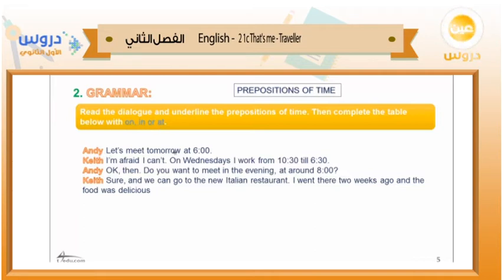Andy: Let's meet tomorrow at 6 o'clock. Keith: I am afraid I can't. On Wednesdays, I work from 10:30 till 6:30. Andy: Okay then. Do you want to meet in the evening at around 8? Keith: Sure. And we can go to the new Italian restaurant. I went there 2 weeks ago and the food was delicious.